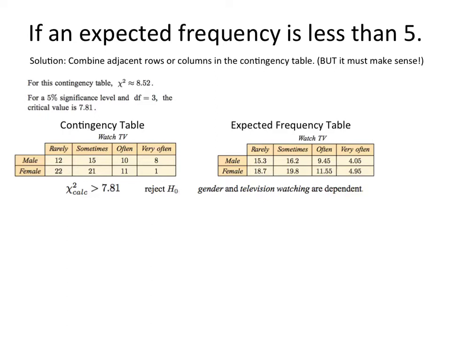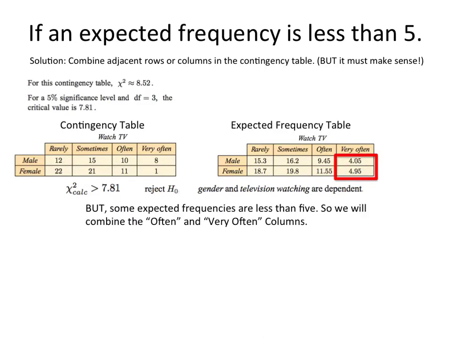But this could be wrong because we said before that if an expected frequency is less than 5, we need to do something about that. Let's look at these values right here. Our expected frequencies are actually less than 5. We have one that says 4.05 and one that says 4.95. So here's the solution.